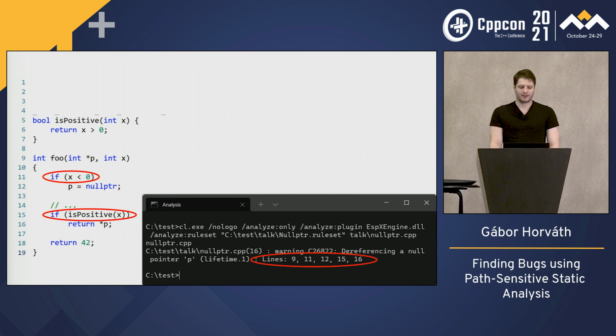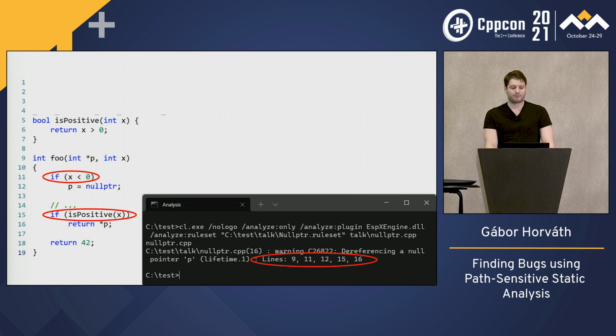So basically, the analyzer thinks that it is possible to take both of the branches, but if we look at the condition of the branch, we only take the first branch when x is negative, and we only take the second branch when x is positive. Of course, the same value cannot be positive and negative at the same time. So this is a false positive.